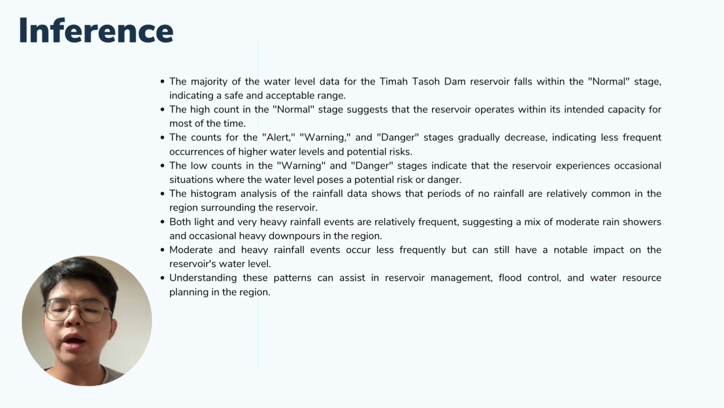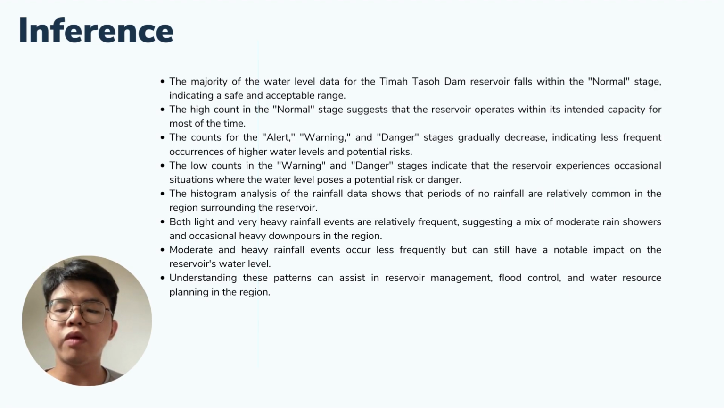The relatively low counts in the warning and danger stages, which are 31 and 12 respectively, indicate that the reservoir experiences only occasional situations where the water level poses a potential risk or danger. Overall, these findings indicate that the Timataso Dam reservoir maintains a stable water level within safe limits for a significant portion of the analyzed period.